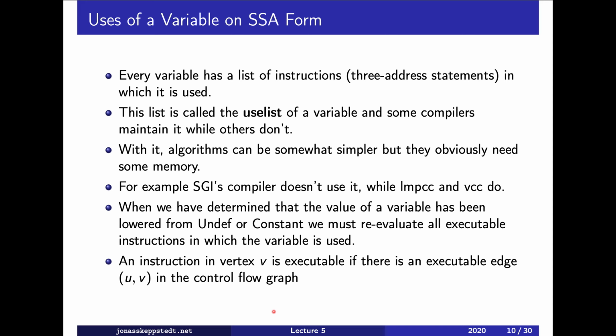It's convenient to have a list of all the uses of a variable. This list is called the use list of a variable, and it contains the instructions in which that variable is used. This list obviously needs memory, and it's not always used by all compilers which use SSA form. Okay, but it's convenient to have it.